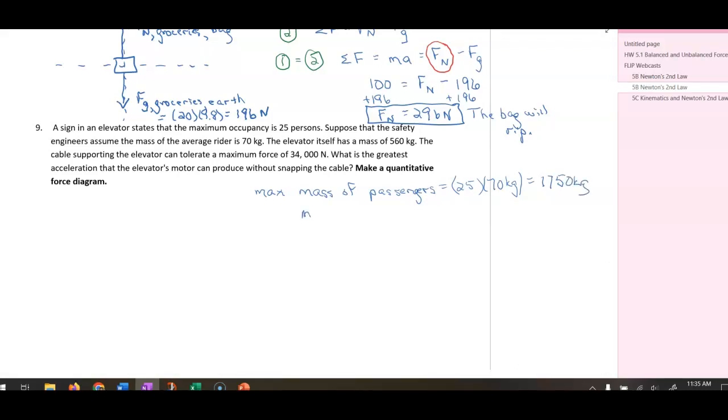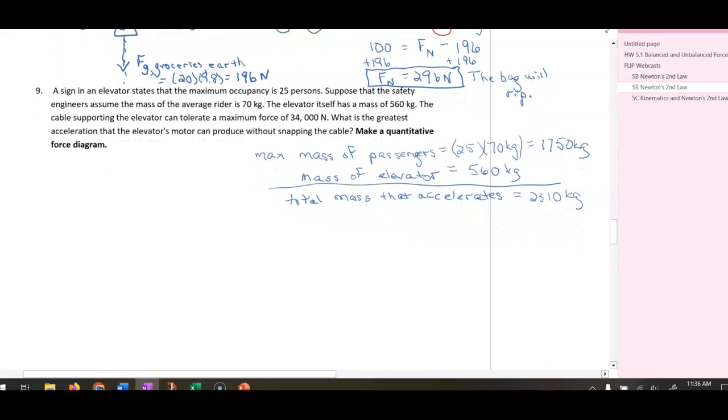And then the mass of the elevator itself, they give us as 560 kilograms. And therefore, the total mass that gets accelerated is going to be the combination of those two. So it'll be the 1750 plus the 560, which is 2310 kilograms. Okay.